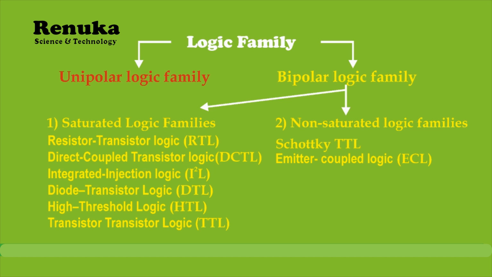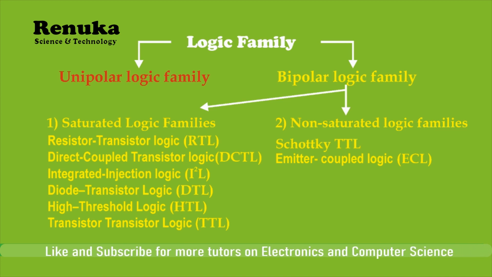The third type is the integrated injection logic. In integrated injection logic, if the logic level has to be applied somewhere, some current is injected, and that is why it is called injected logic. So integrated injection logic has the facility to inject the input levels using current. That is why it is called integrated injection logic. The fourth type is the diode transistor logic. That means here only diodes and transistors are used to construct the logic family. So that is why it is called diode transistor logic.